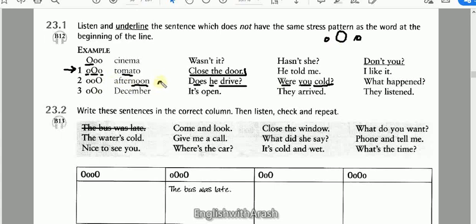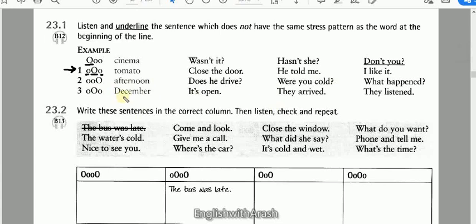Afternoon is like this. Afternoon. Does he drive? Were you cold? What happened? What happened is different. It's not like this. So yeah, you're right. What happened is the answer. Let's go to the next one.